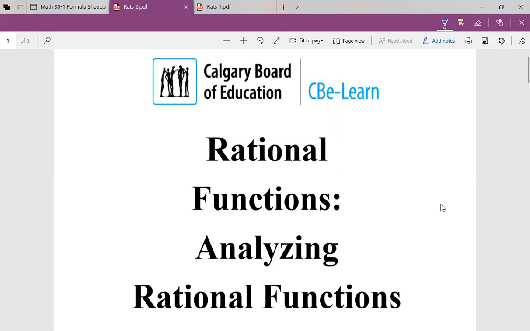Hey, 30-1s. Here we are in the second lesson of rational functions. What we're going to do here is analyze rational functions that aren't in that transformation form that we saw in the first lesson.